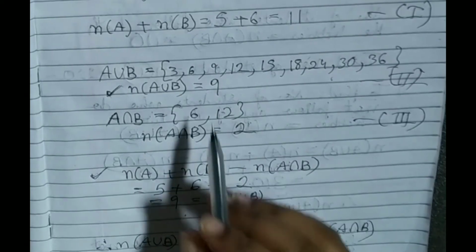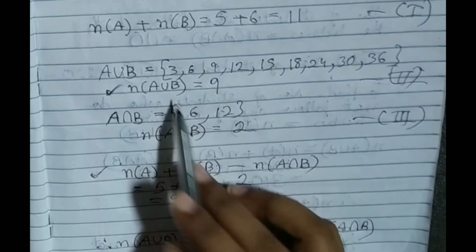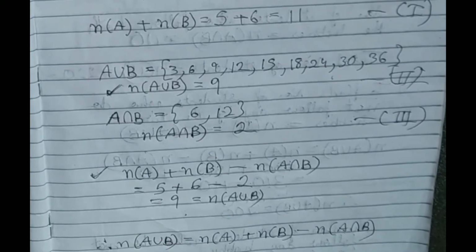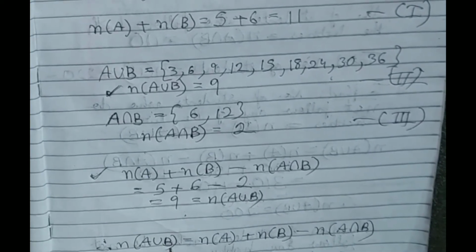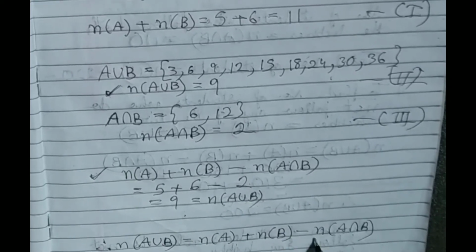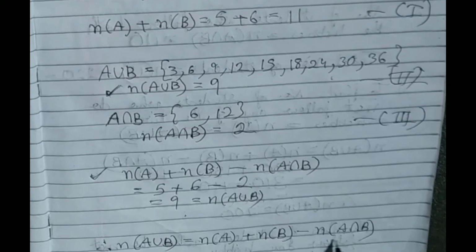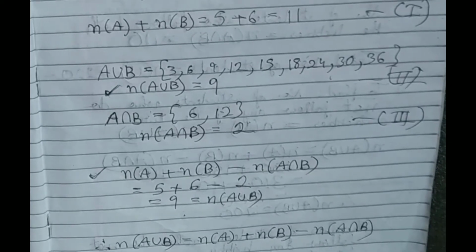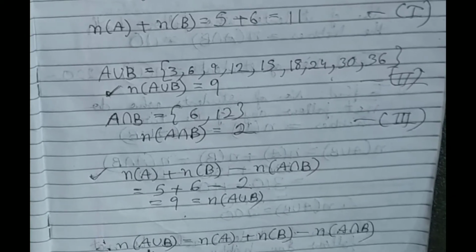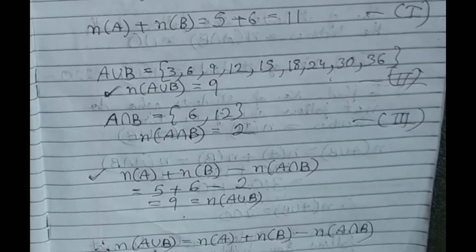9 is equal to how much? The number of elements in A union B is also 9. So therefore, the number of elements in A union B is equal to the number of elements in A plus the number of elements in B minus the number of elements in A intersection B. This is a very important formula in sets. It is very useful in solving any word problems related to sets.